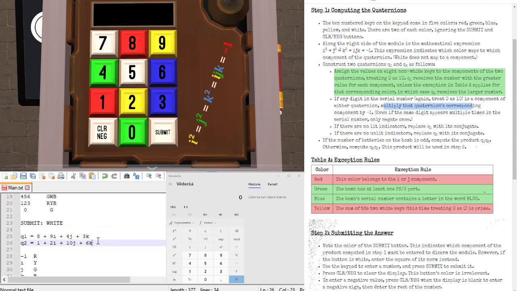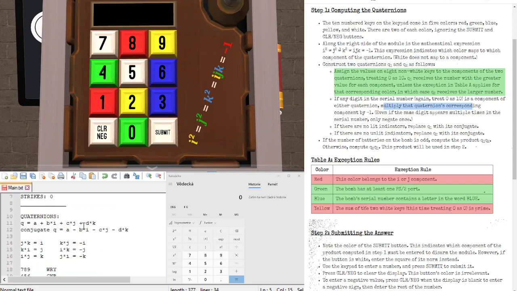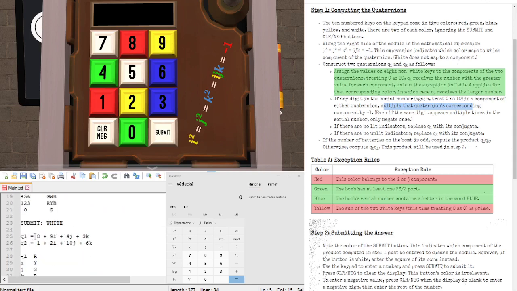So what that means is, we'll have a look at what digits we have in the serial number. It's a 2 and a 2. We take just distinct digits, so if there are multiple of the same digit, we just take one of them and ignore the others. So we have just a 2. So we need to find a 2 in these coefficients, which is here. That doesn't have to be a 2 if the white key is a 2, because we don't use the white keys here. It's only used in the yellow condition's exception rule.